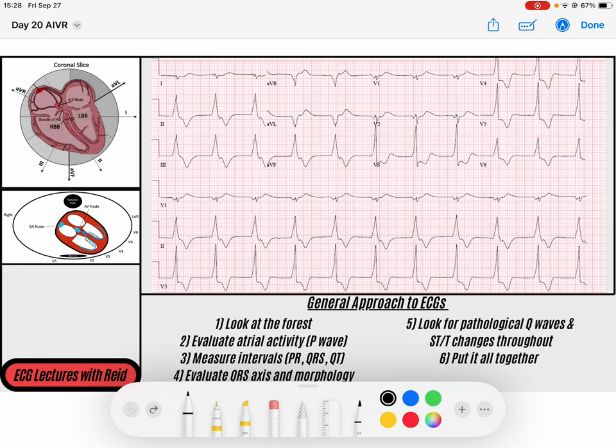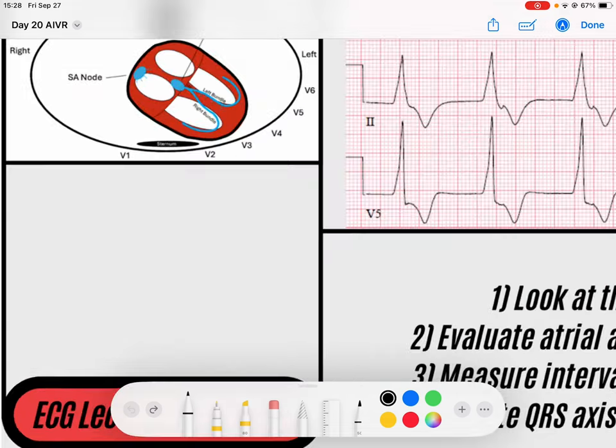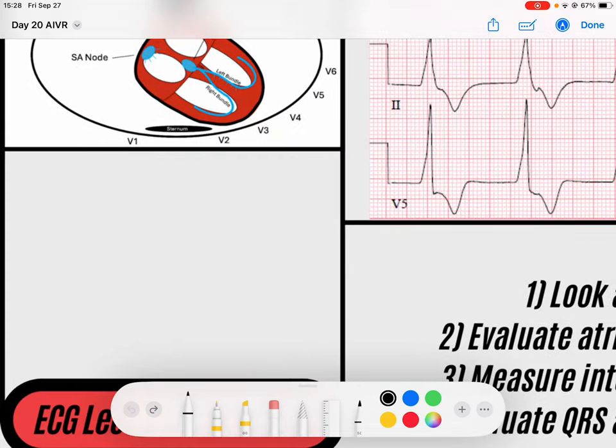So ideally, with every video, you get a little nugget of information that you can build and build and build and build. And today we've got a really fun ECG that we're gonna go over. It's the accelerated idioventricular rhythm. Say that three times fast, and I'm sure that you would have a fun time.